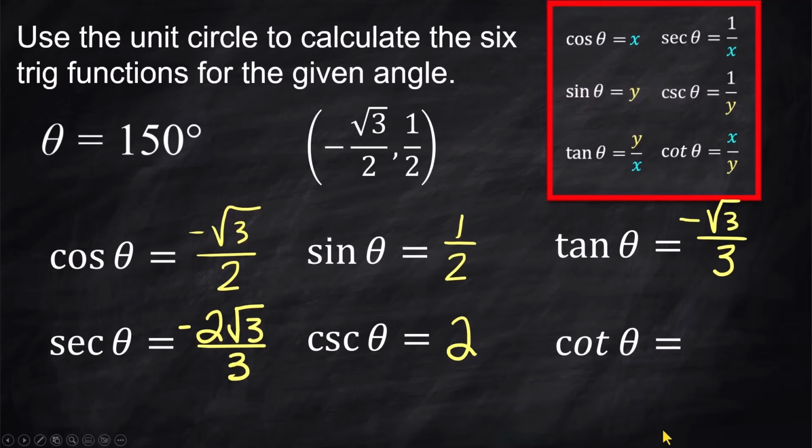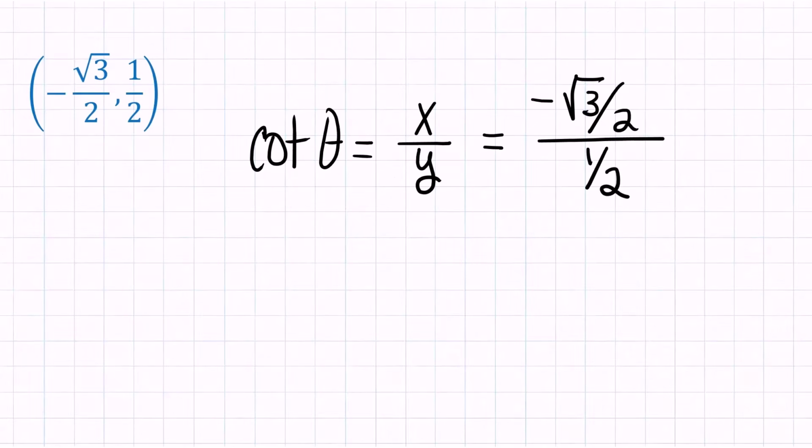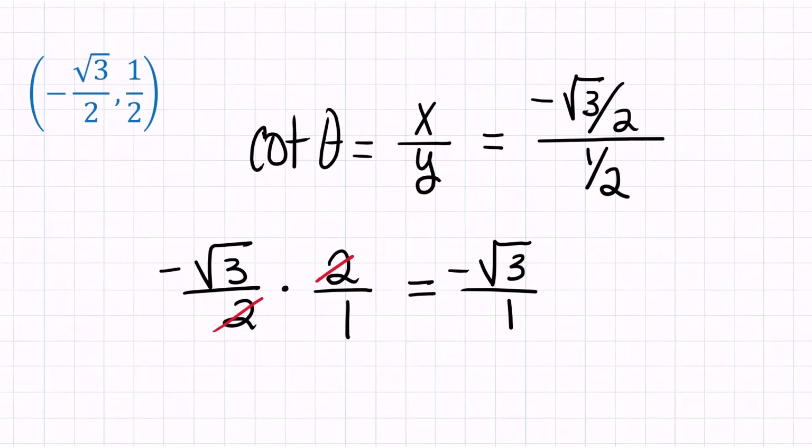And cotangent, well, cotangent is x over y. So we're going to do the same thing. Now, yeah, you could have flipped your tangent over, but you would still end up with a bit of a mess. To clean up, there it is, negative root 3 over 1.